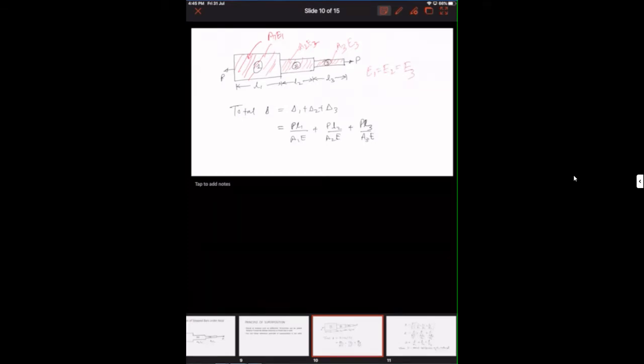So my total deflection delta will be delta 1 plus delta 2 plus delta 3. I am assuming that whatever deflection takes place in my first element is denoted as delta 1. Whatever the deflection is in my second element, I am taking it as delta 2.